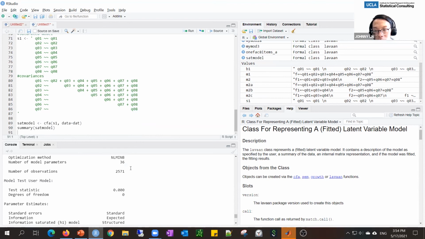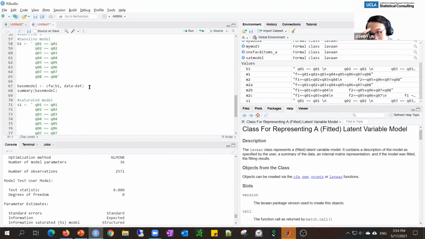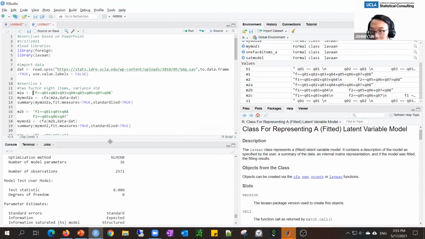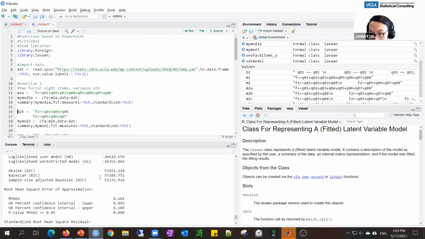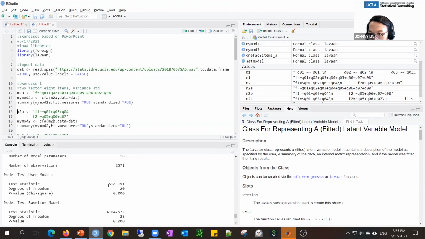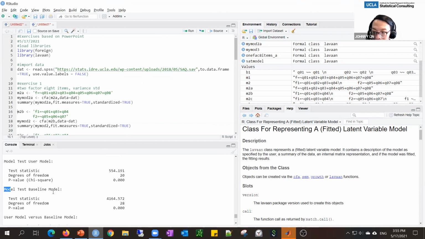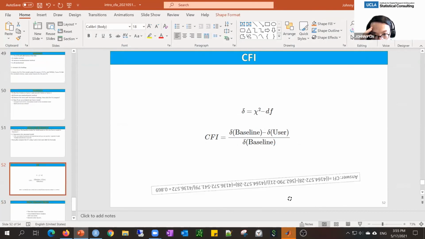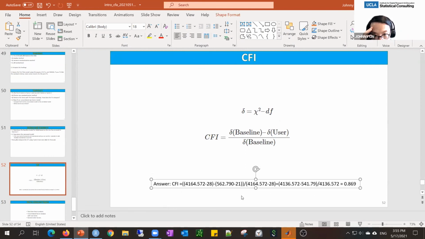Now, which one do you use for the CFI? I'm just demonstrating this for purposes of demonstration. What I think you should get, and correct me if I'm wrong, is you should use the model test here, 554, and degree of freedom is 20. And you can verify that this is the same as the baseline model here in the test baseline. So if you subtract that from 20 and this from 28, and then follow the formula, you should be getting the CFI. Let me know if you guys get something else. But here's the answer.